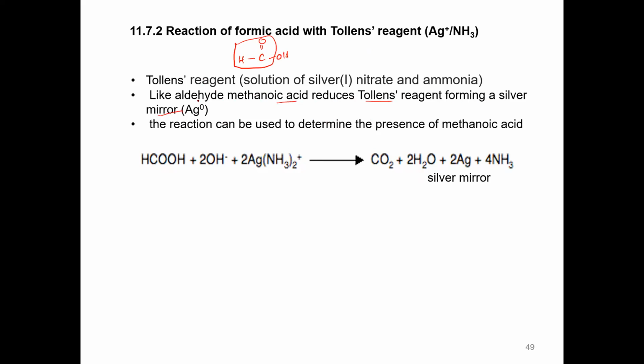mirror. So from the previous chapter kita ada belajar untuk Tollens reagent bila dia undergo reaction with an aldehyde, so the reagent will be reduced to form a silver solid lah. Tapi kita panggil dekat sini silver mirror. So the reaction can be used to determine the presence of methanoic acid. So Tollens reagent bukan sahaja dia boleh differentiate between aldehyde and ketone, Tollens reagent boleh juga digunakan to identify if that solution contain formic acid or not.